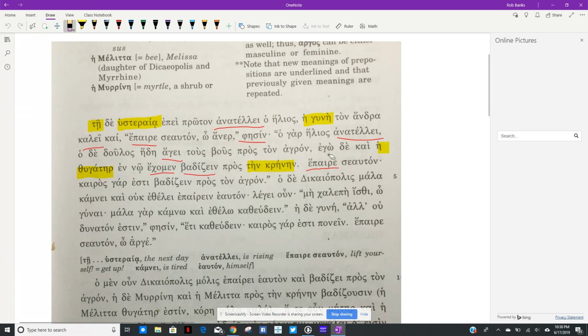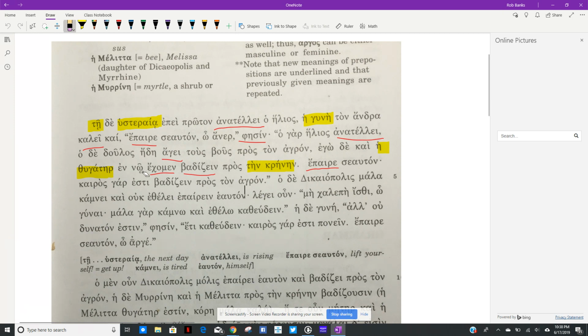Ego, I, right? Kai he thugater. So I am the daughter, right? I know it's feminine because of the he, but thugater is another third declension. So it's not a first declension. It doesn't have a first declension ending, right? So that's a good clue. It's not a first declension.